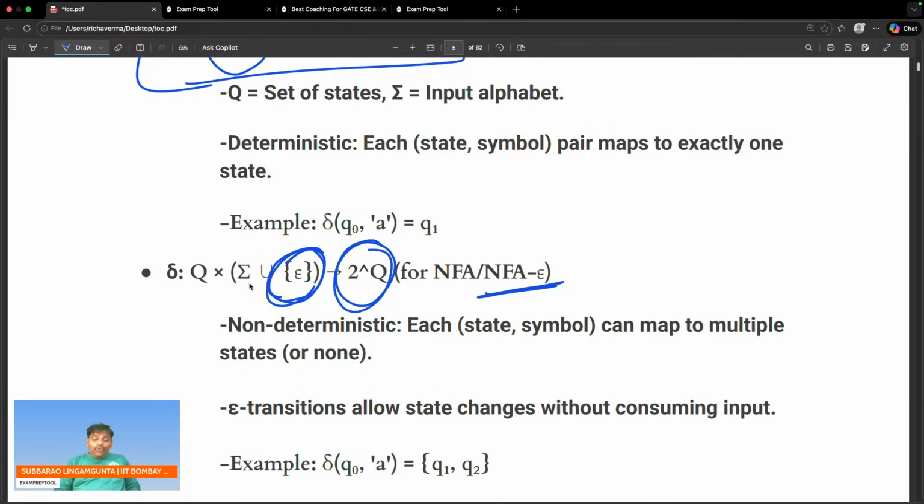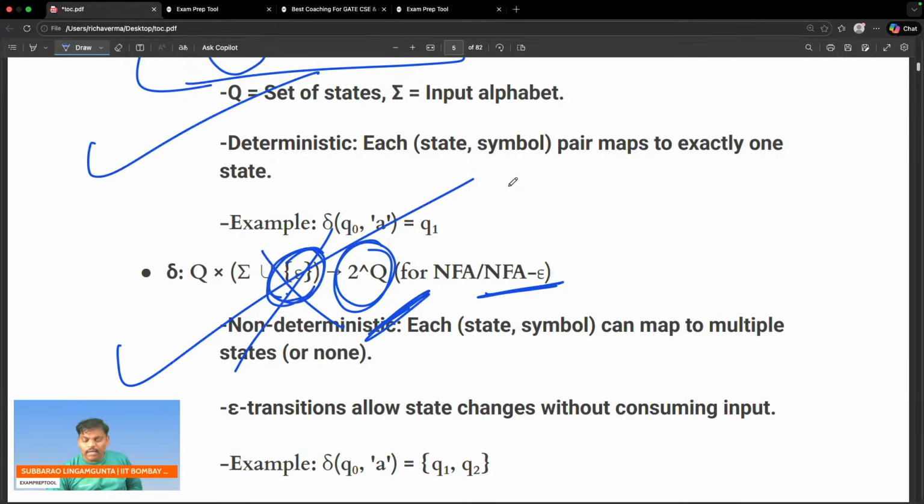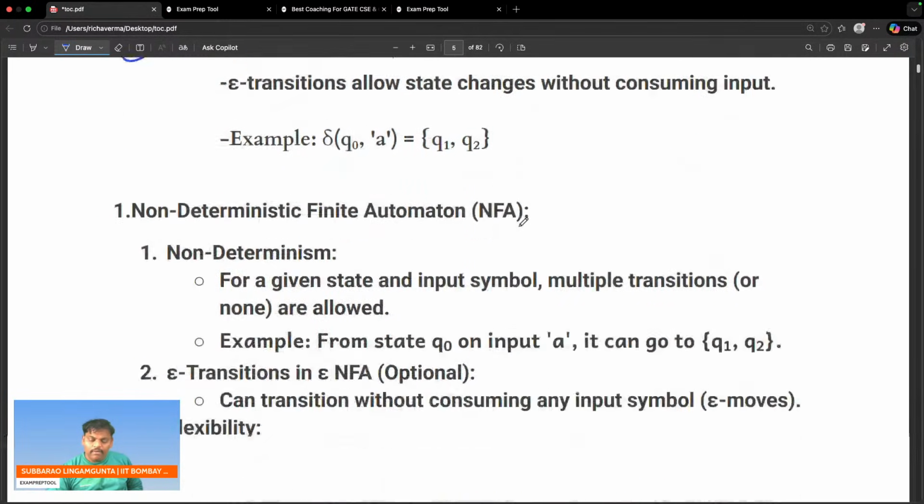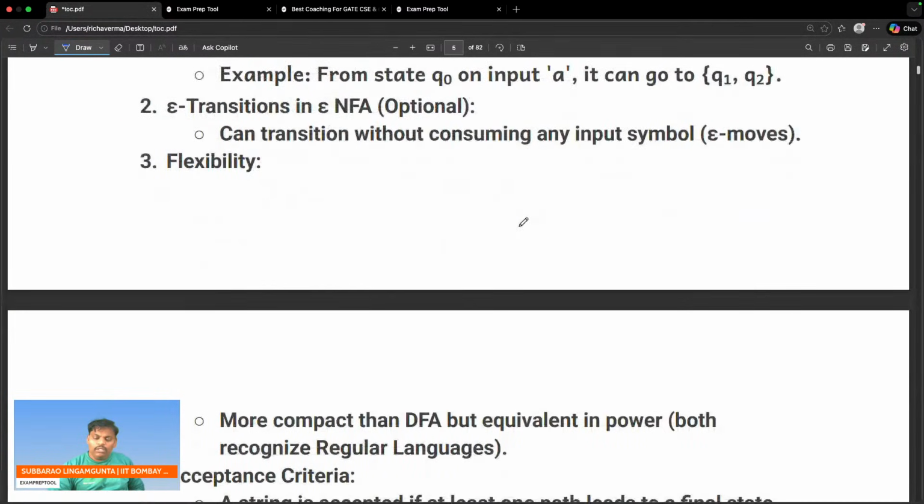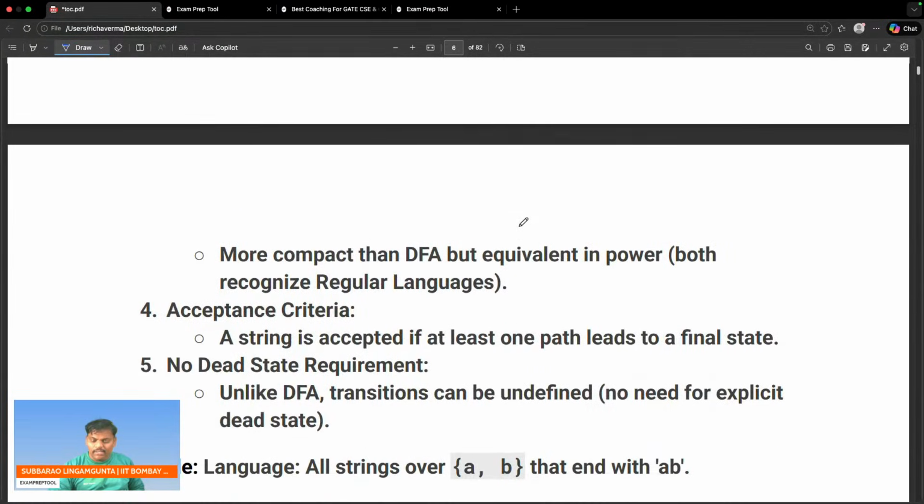Whenever epsilon-free NFA, it is not there. Simply NFA, it is not there. But this is there. But when you say epsilon NFA, this is also there. Right? Fine. Perfect. You know DFA, you know epsilon NFA, NFA. You know this very well. And one more thing. So you know the NFA and DFA differences.